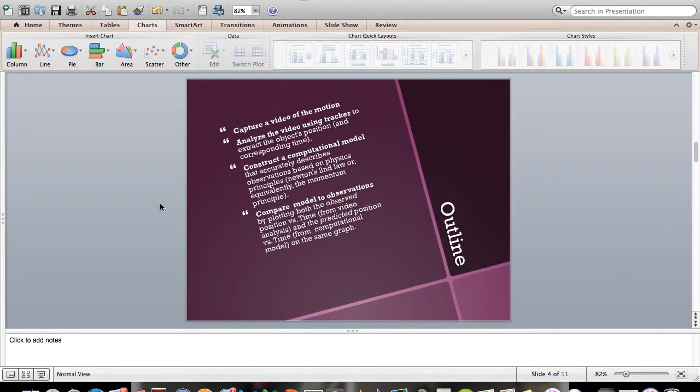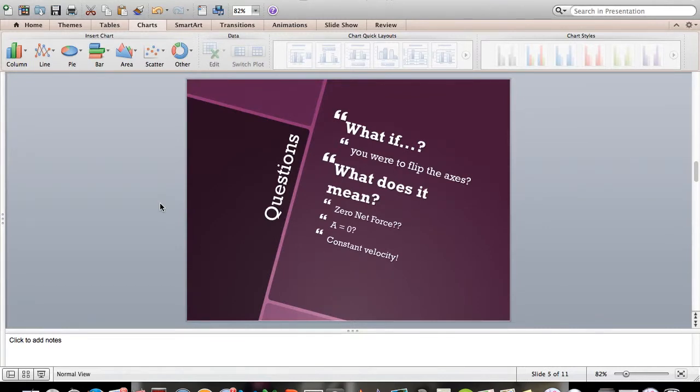Now, we will analyze the video using Tracker to extract the object's position and corresponding time, construct a computational model that accurately describes observation based on physics principles such as Newton's law, equivalently the momentum principle, then compare the model to observations using position versus time graph for the predicted position and the observed position. This video will also address questions such as, what if?